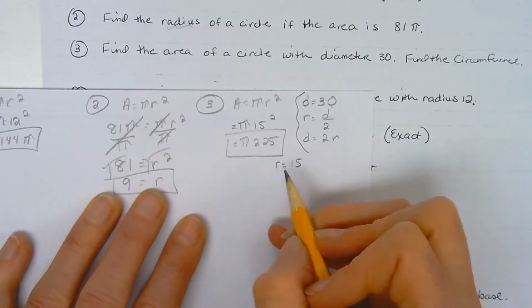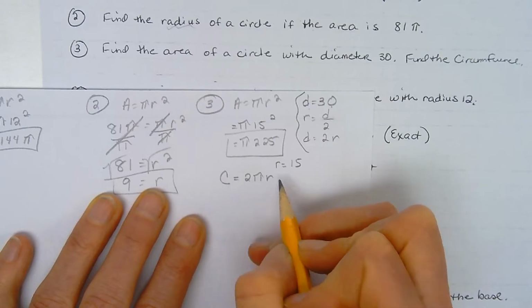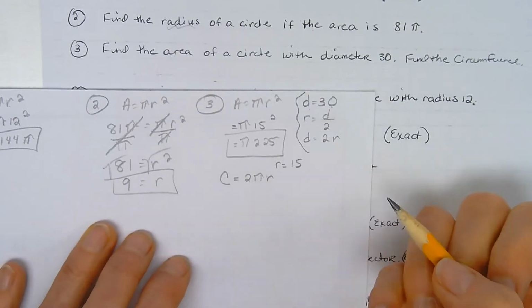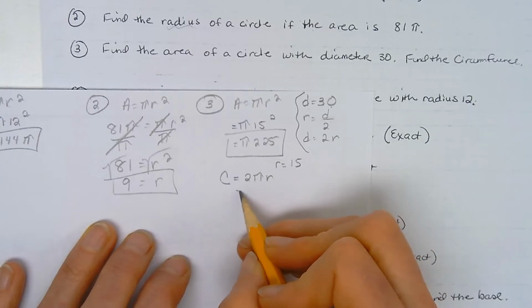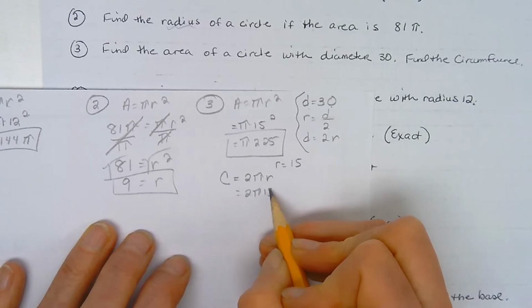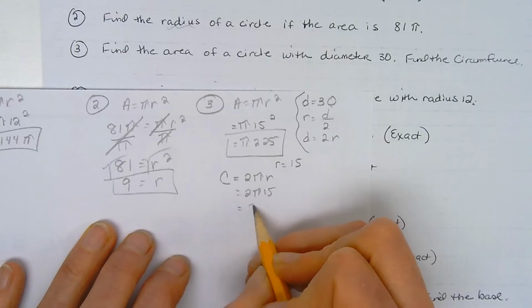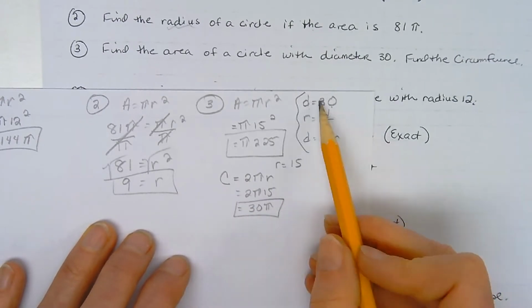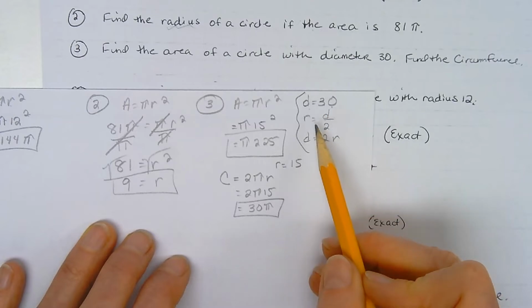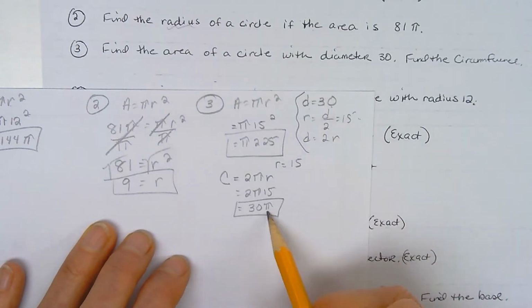So we can plug this into the circumference formula, which is C equals 2 pi r. So 2 times pi times 15 will give us the circumference, and that's 30 pi. So the circumference of the circle with a diameter of 30, change that to the radius equal to 15, becomes 30 pi.